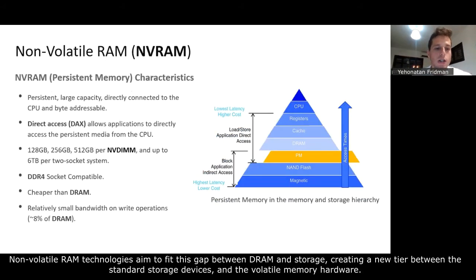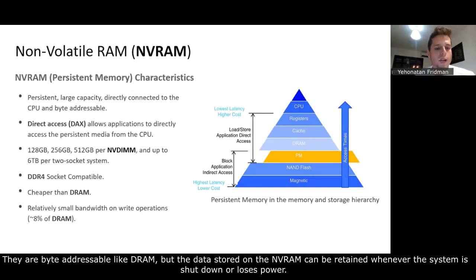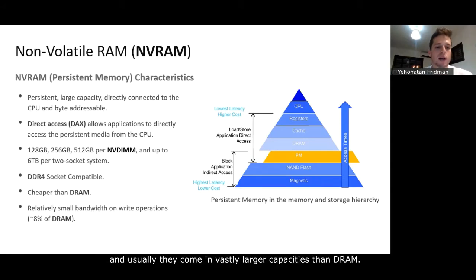Non-volatile RAM technologies aim to fill the gap between DRAM and storage, creating a new tier between the standard storage devices and the volatile memory hardware. They're byte-addressable like DRAM, but the data stored on the NVRAM can be retained whenever the system is shut down or loses power. And usually they come in vastly larger capacities than DRAM. Persistent memory aims to have memory-like performance, but there is still a certain gap.